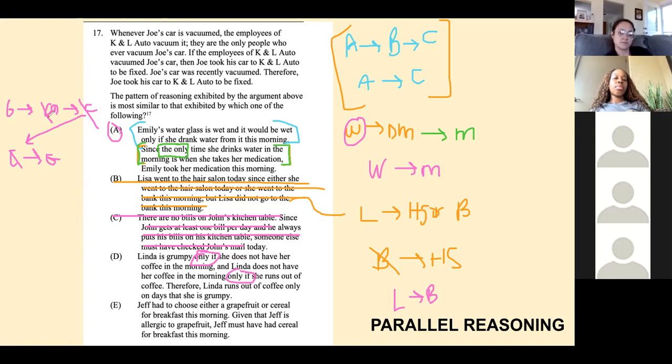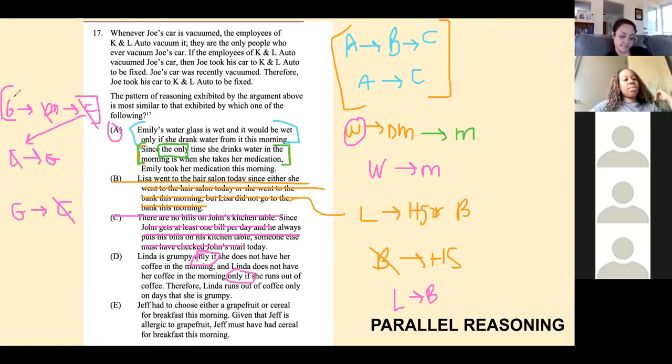But what would this one have to say? What would our conclusion have to say to make this the correct answer? It would say, since Linda is grumpy, what variable do we have to get to? Well, it's the C. So she would have to run out of coffee.